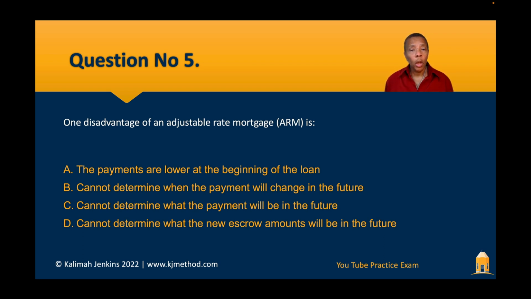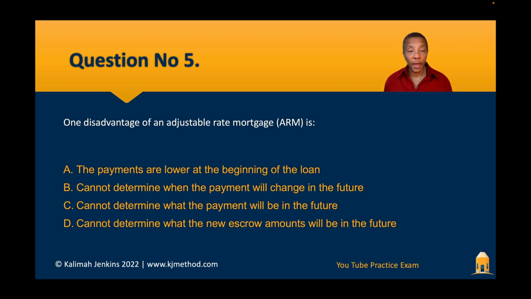Let's look at B. You cannot determine when the payment will change. Well, that's not true at all because you are able to know when they will change. But as we just said on C, you are not going to know what the payment will be in the future. And that is a disadvantage of an adjustable rate. And why is that? Because we have to look at the index. The index is going to tell us what the payment is going to be in the future because it's going to tell us what the interest rate is going to be. And our payment is going to adjust based upon that interest rate.